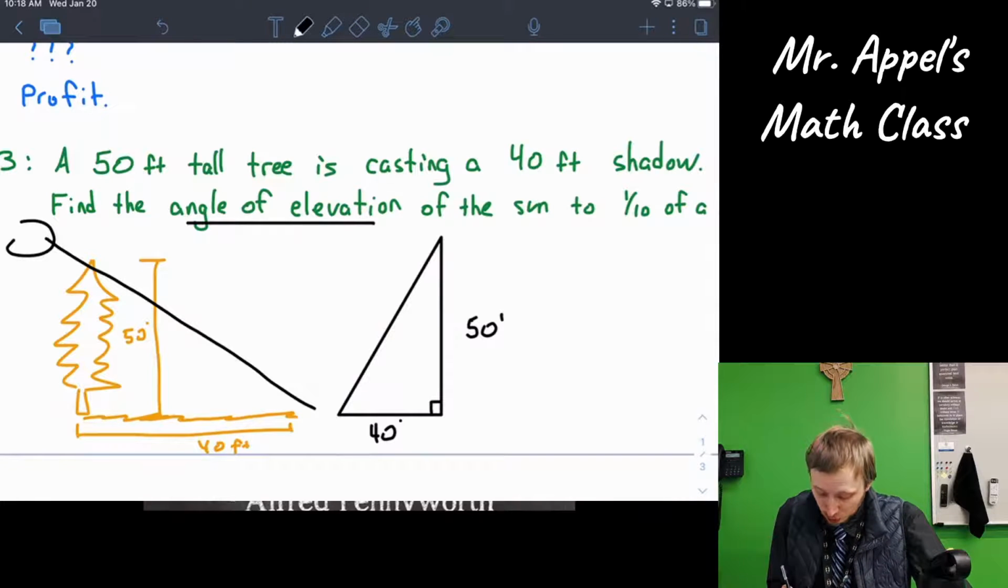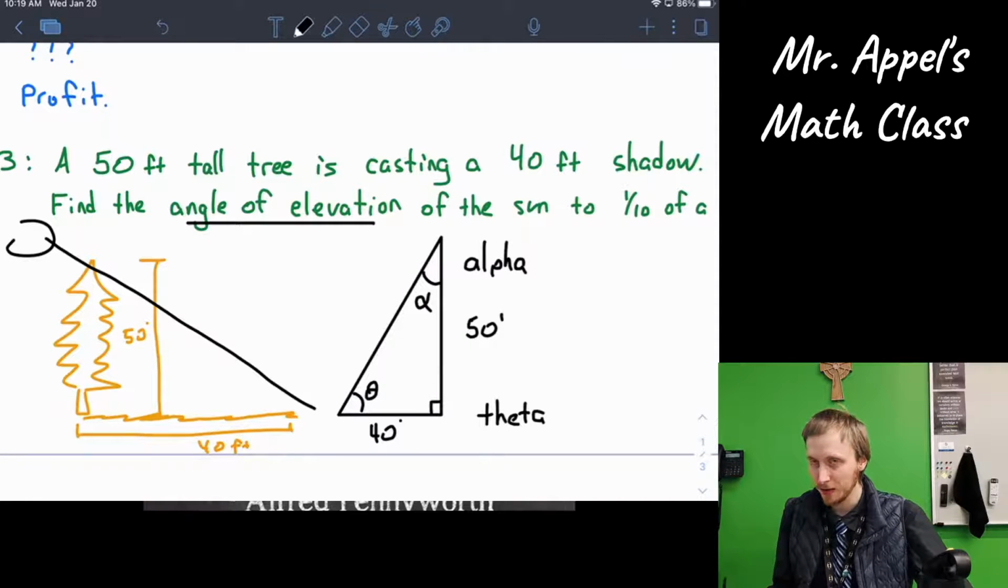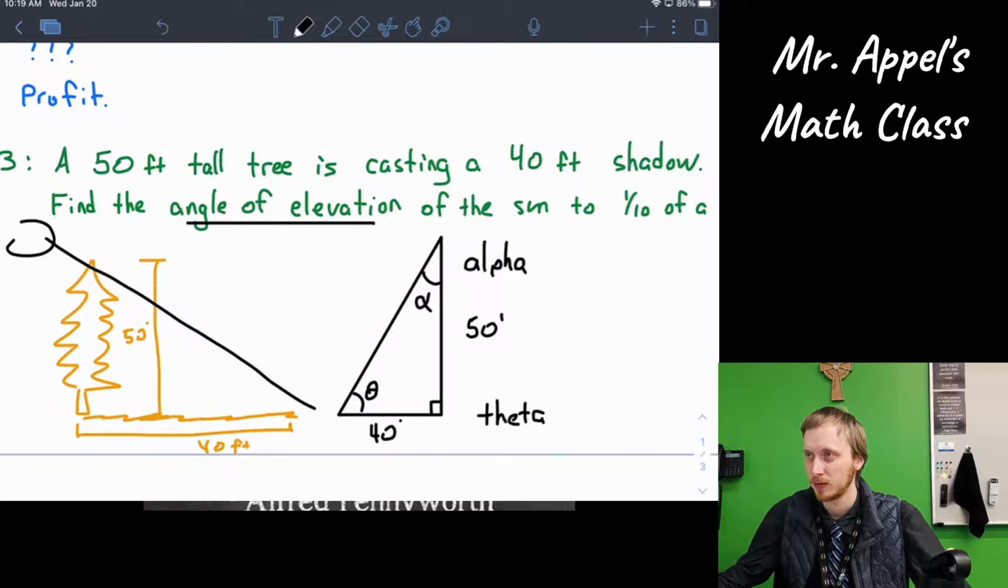Now, we have two angles in our triangle. Which one, theta or alpha, is our angle of elevation? How do you know? Alpha? Question mark? Are you just guessing?